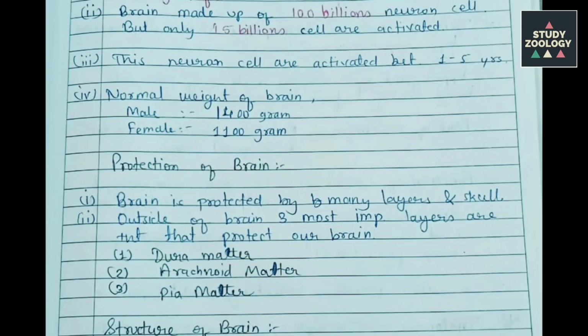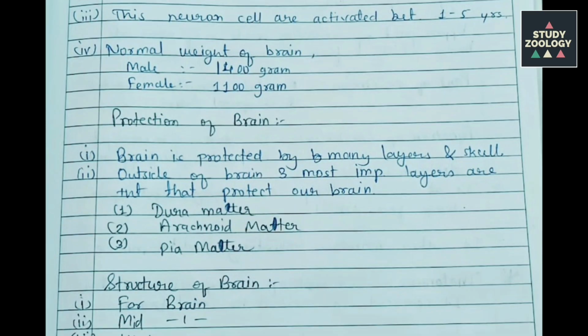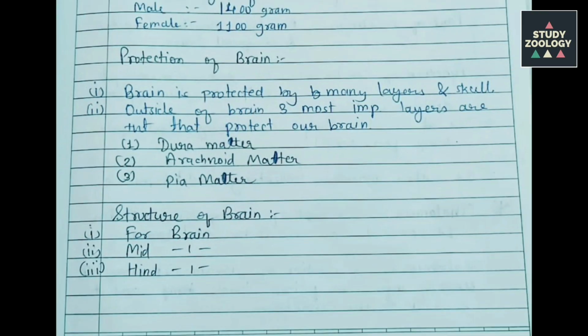Protection of brain: brain is protected by many layers and skull. Outside of brain, three most important layers are present that protect our brain. First is dura mater, second is arachnoid mater, and third is pia mater. Structure of brain: it contains three parts. First is forebrain, second is midbrain, and third is hindbrain.